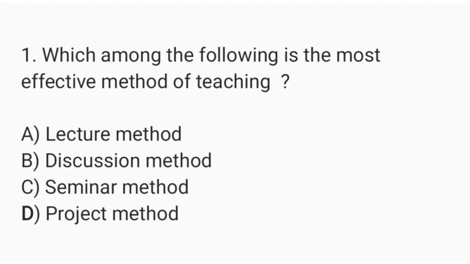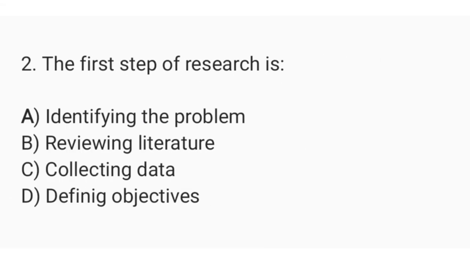The options are lecture method, discussion method, seminar method, and project method. Option D. Project method is the right answer to this question. The first step of research is, the options are identifying the problem, reviewing literature, collecting data, and defining objectives. Option A. Identifying the problem is the right answer to this question.